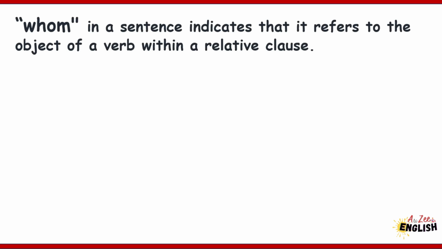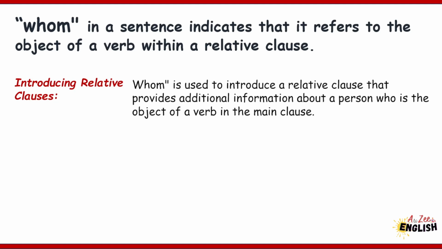Next is whom. Whom in a sentence indicates that it refers to the object of a verb within a relative clause. Introducing relative clauses. Whom is used to introduce a relative clause that provides additional information about a person who is the object of a verb in the main clause.